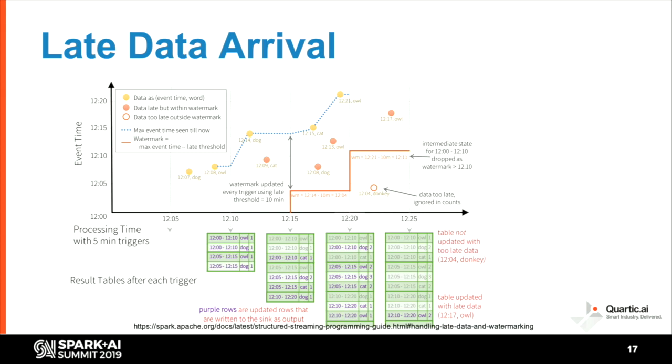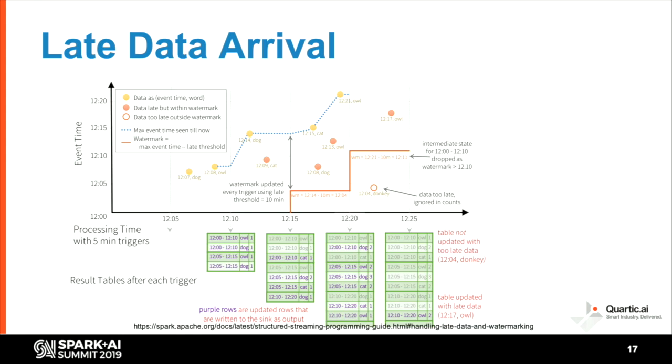Watermarking lets the engine automatically track the current event time based on the data from the message and update the old state accordingly. One can define a watermark on a query by specifying the event time column and the threshold after which the data is not allowed. So the idea is that if your data lands before your threshold, it can still be used during the computation, while if it lands after the threshold, that data is ignored.